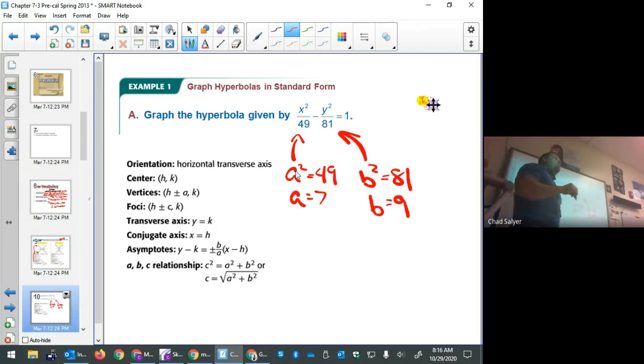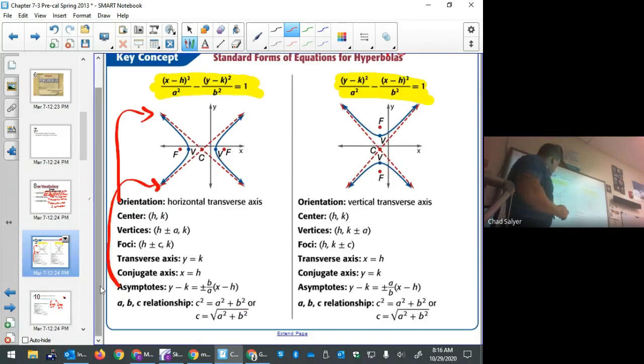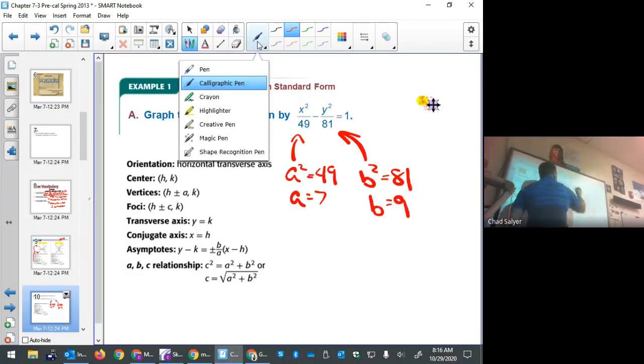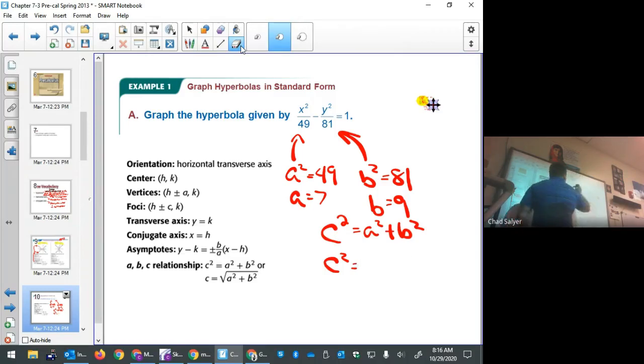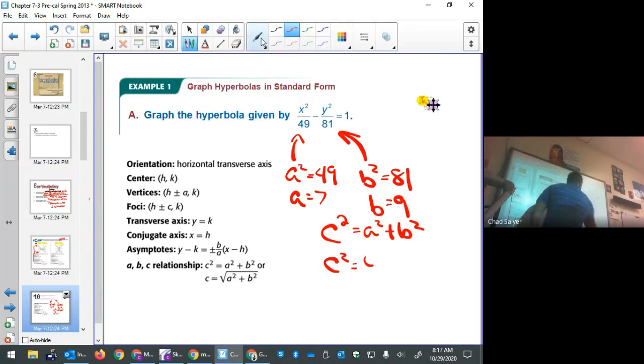Now you remember with the ellipse, c squared equaled a squared minus b squared. And I told you that was proprietary to the ellipse. Because with the hyperbola, c squared equals a squared plus b squared. Another one of those little 100 things you got to remember if you're going to make 100 on this test. So we have to remember that the formula for c is different for the hyperbola. And so in this case, c squared equals 49 plus 81. So that's 130.